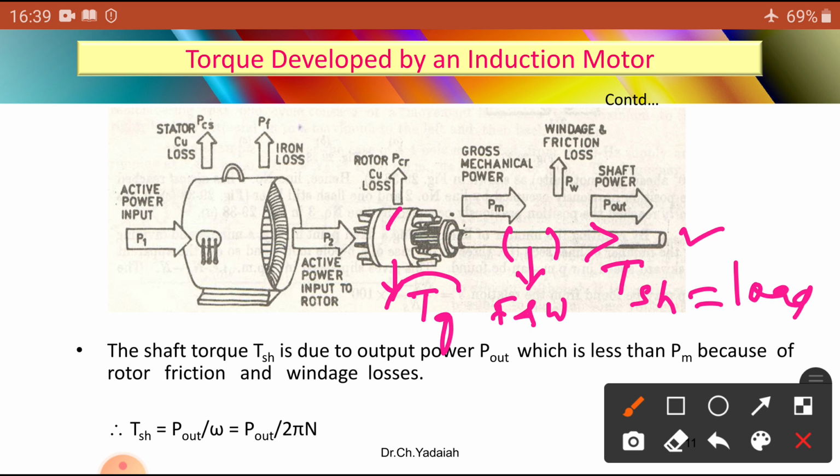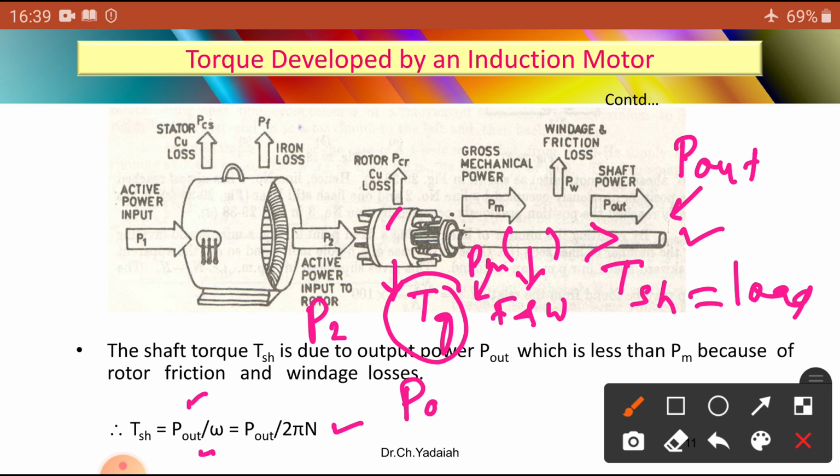Now the TG, gross torque, is expressed in terms of P2 and in terms of PM. Here the shaft torque we are also going to express in terms of P output. What is the P out? P out is the total output. So shaft torque equals P output by omega, and in terms of RPM, that is equal to P out divided by 2 pi N by 60 RPS. This is the one equation.